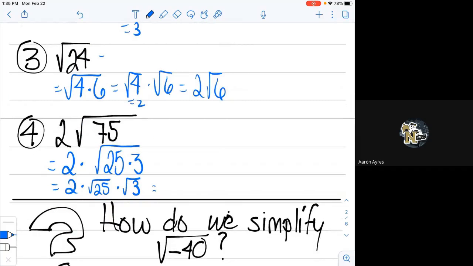Hold on, okay? You leave the 2 on the outside. Do the rest of it as you have been taught, okay? Square root of 25, what's the square root of 25? 5. So then this becomes 2 times 5 times the square root of 3. Now, combine. Anything that gets multiplied together, multiply it together. 2 times 5 is? 10. 10 radical 3 is the final answer.